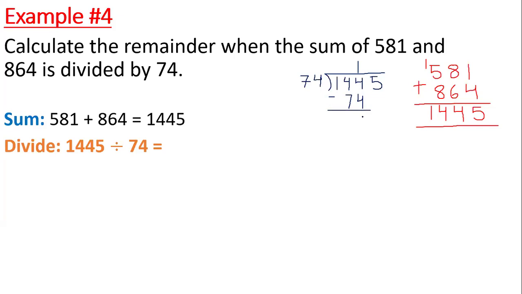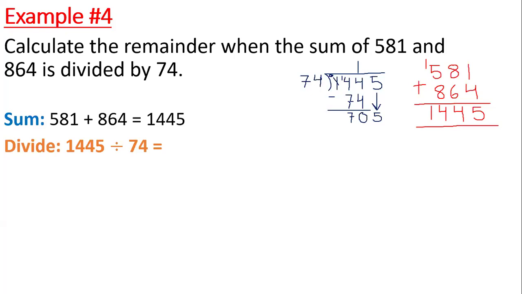4 minus 4 is? 0. 4 minus 7, you can't do that. It's going to be 0 here. This is going to be what? 14 minus 7 is what? 7. We bring down the 5. How many times does 74 go into 705?